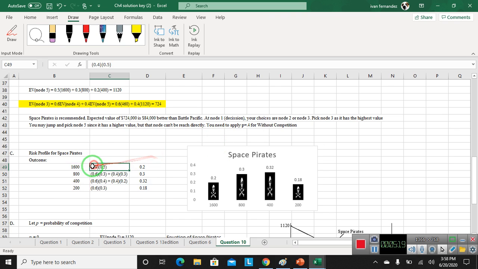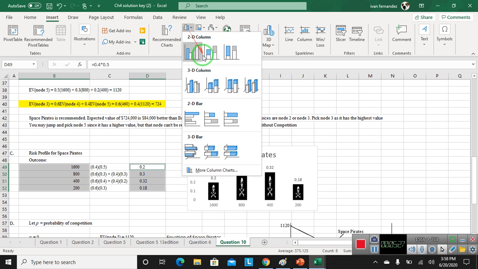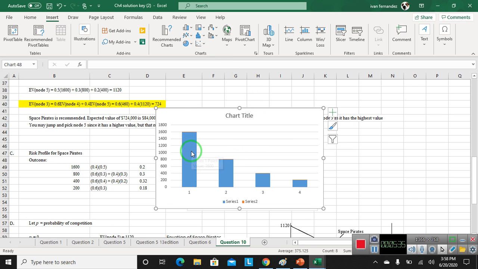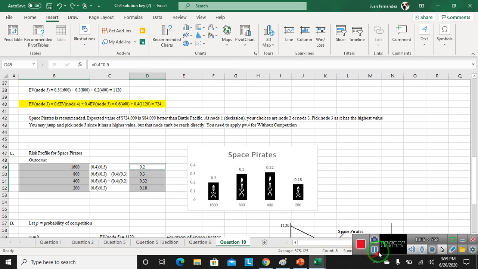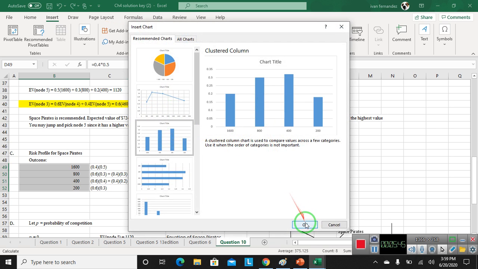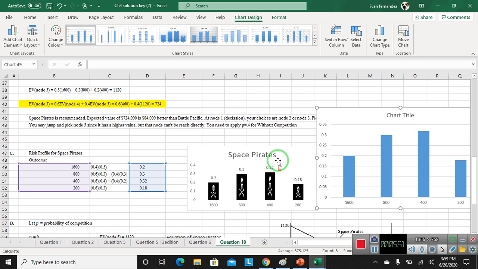And if you want to see how I did the graph, it was that simple. I just took those values. Okay, that's how I did it. And then I just changed the colors with these little skulls and bones, for fun. But that's how I did it.